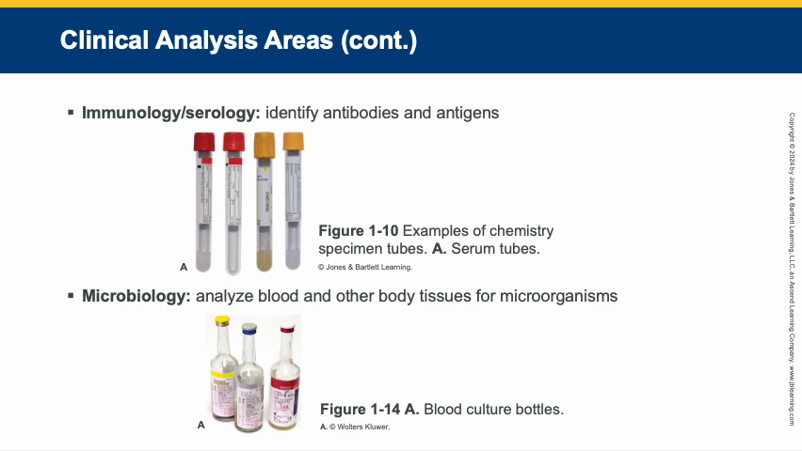This analyzes blood and other body fluids and tissues for the presence of microorganisms, primarily by means of culture and sensitivity testing. A culture is where you grow out and identify an organism, and sensitivity is where you identify the antibiotics that will be effective against that particular organism. And the blood, if it goes back there, that is a picture of blood culture bottles that you will draw that get sent back to the micro department.